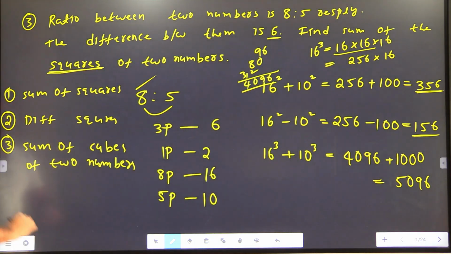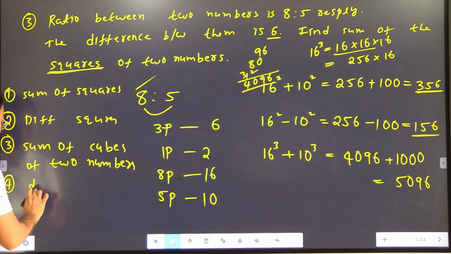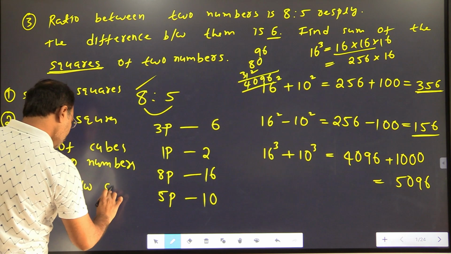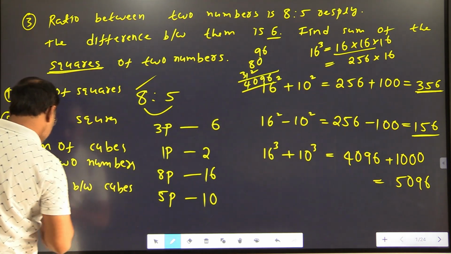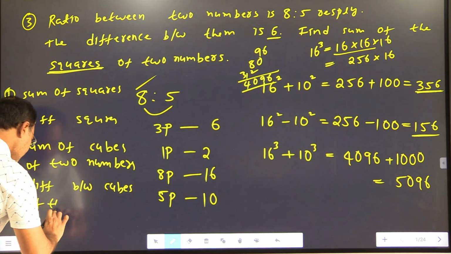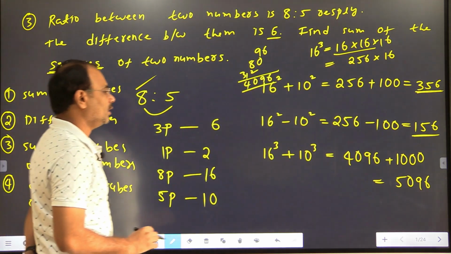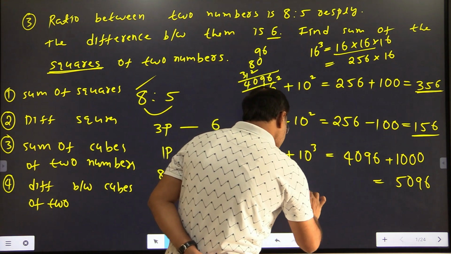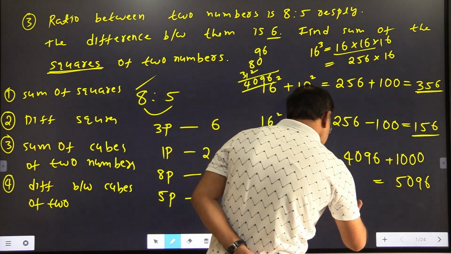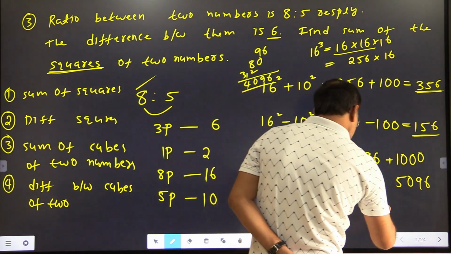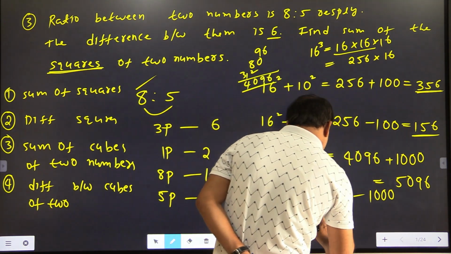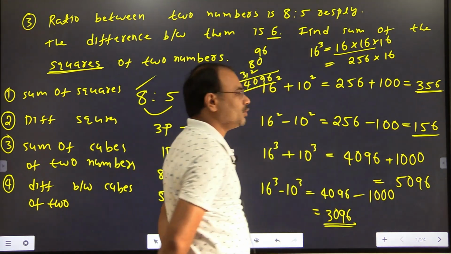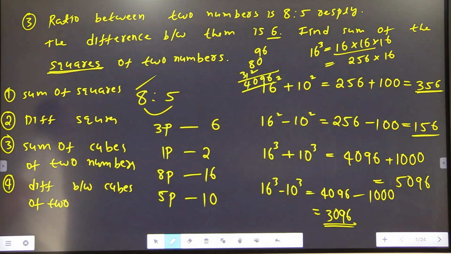And in the same way, they can also ask: find the difference between cubes of two numbers. Then 16 cube minus 10 cube. 16 cube is equal to 4096 and minus 10 cube, which is 1000, is equal to 3096. So 3096 is the difference between cubes of two numbers.